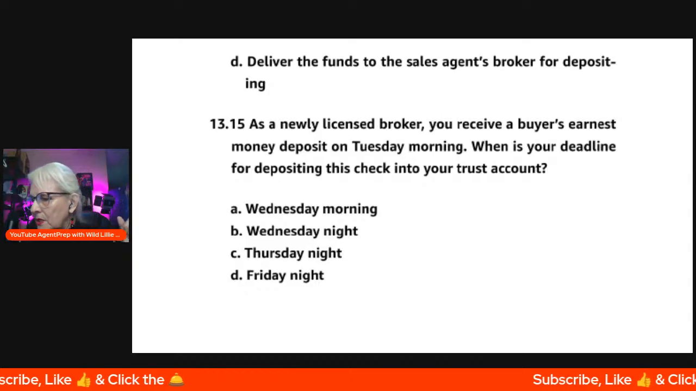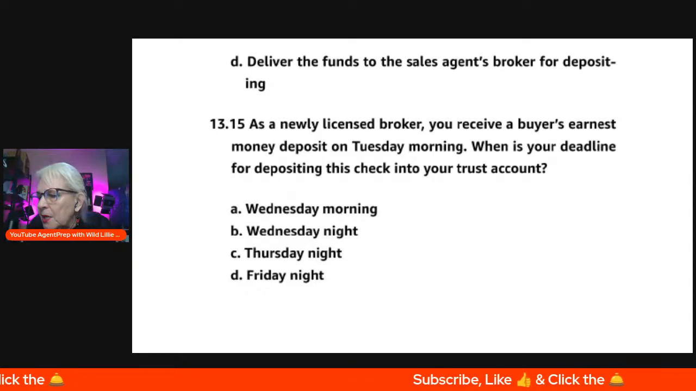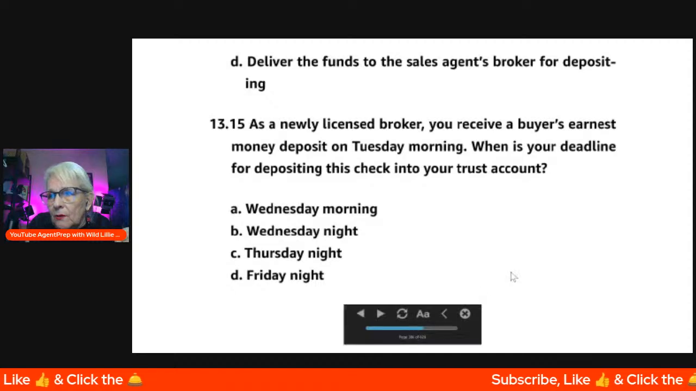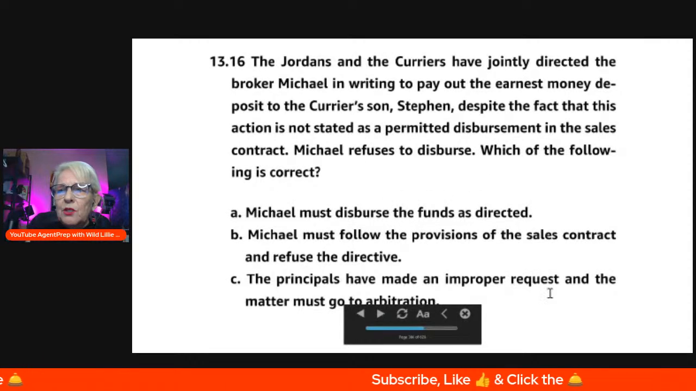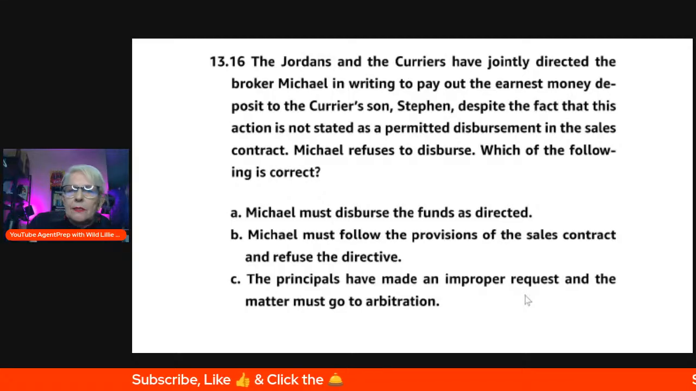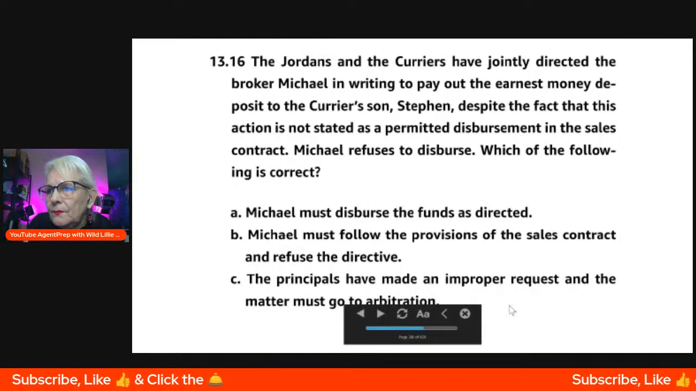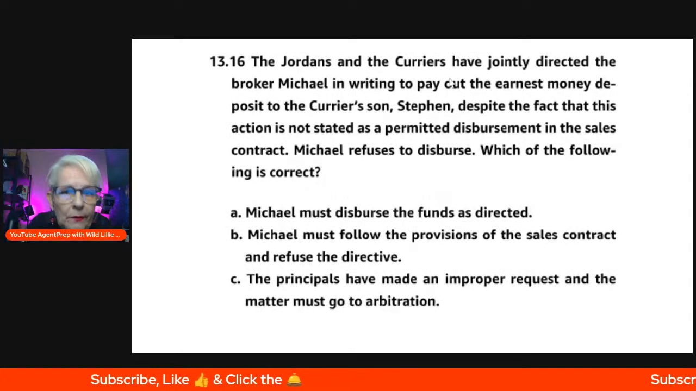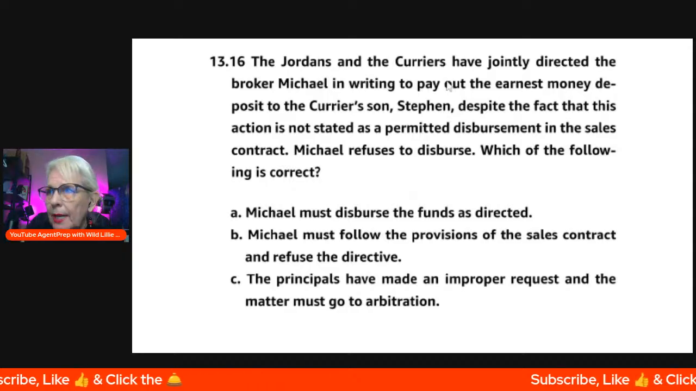Yeah, so trust funds must be deposited by the end of the second working day following receipt of the funds. And this is for a broker's trust account. When it comes to a Texas contract, the contract says within 3 business days. Because, of course, title companies are not open on weekends. However, realtors and lenders are, right?